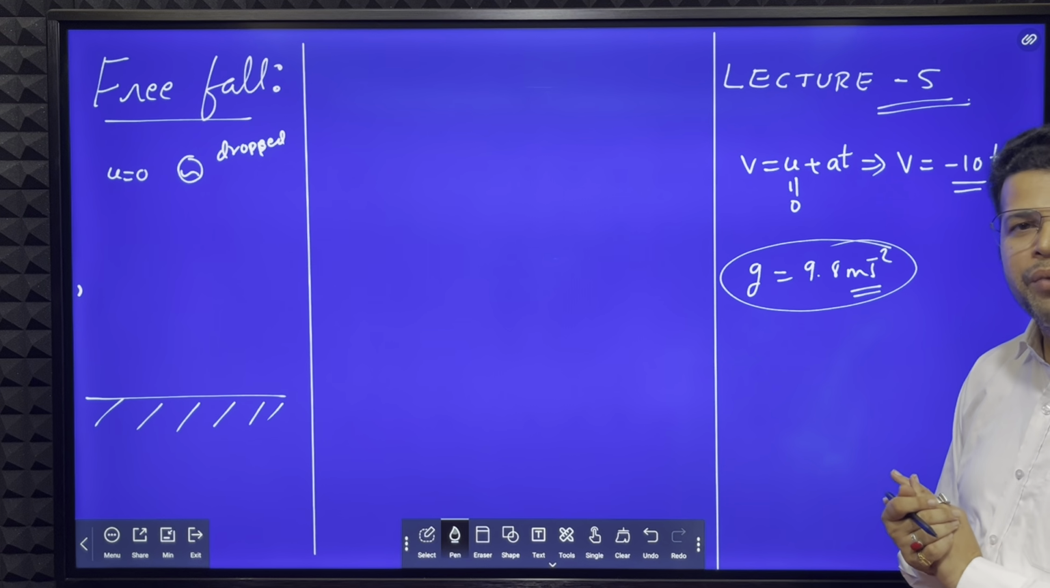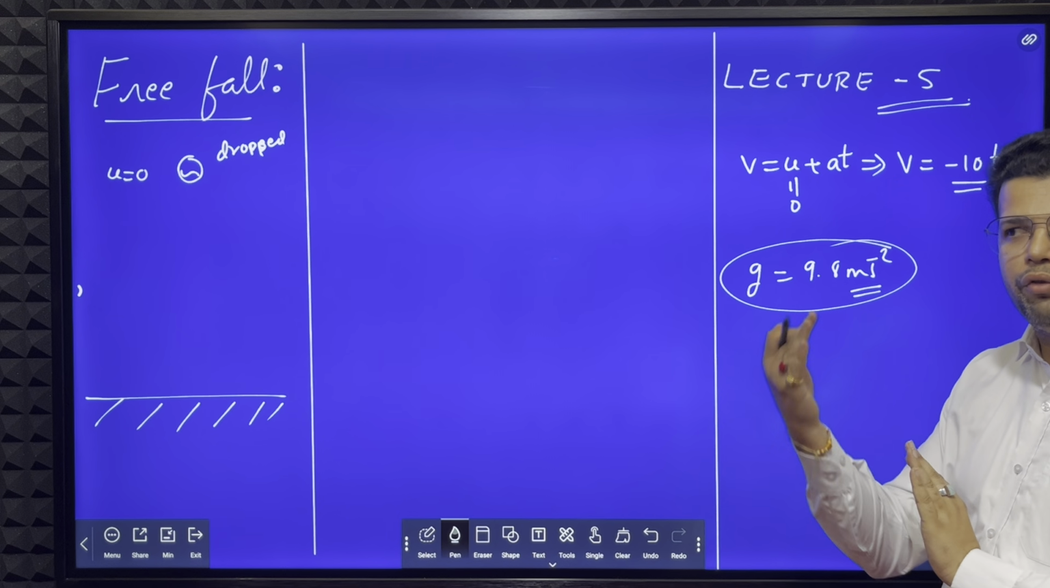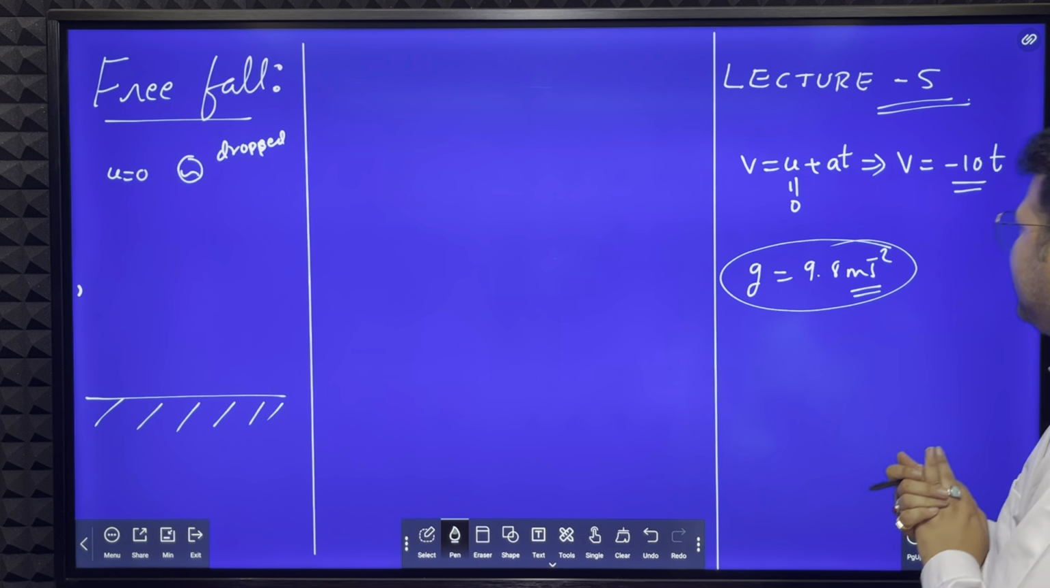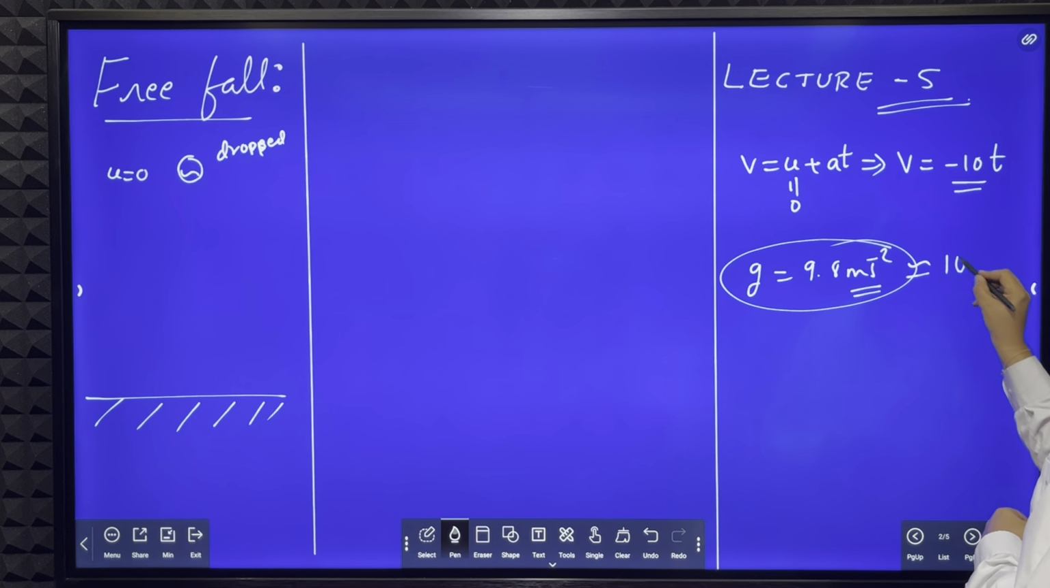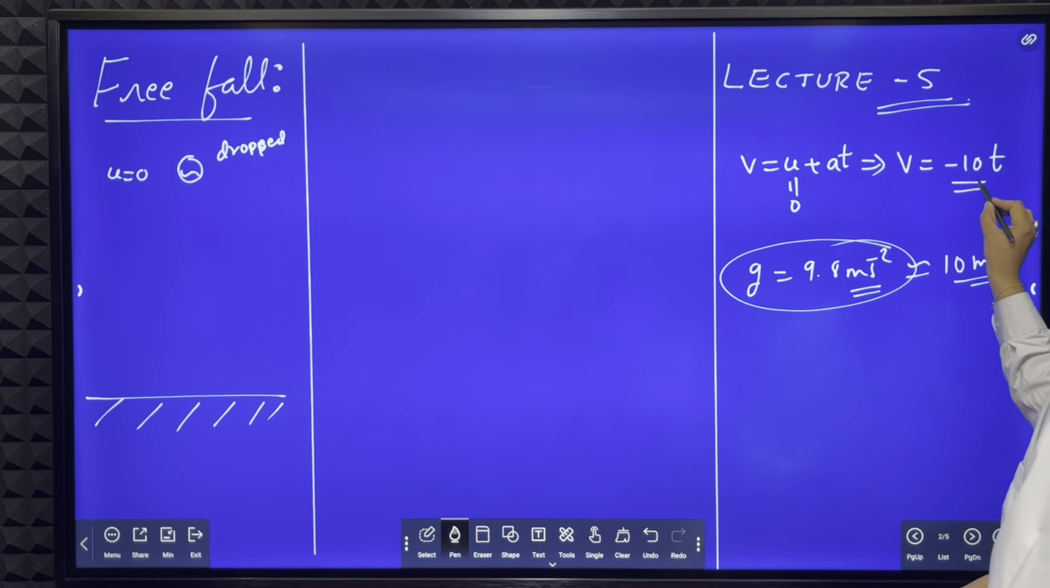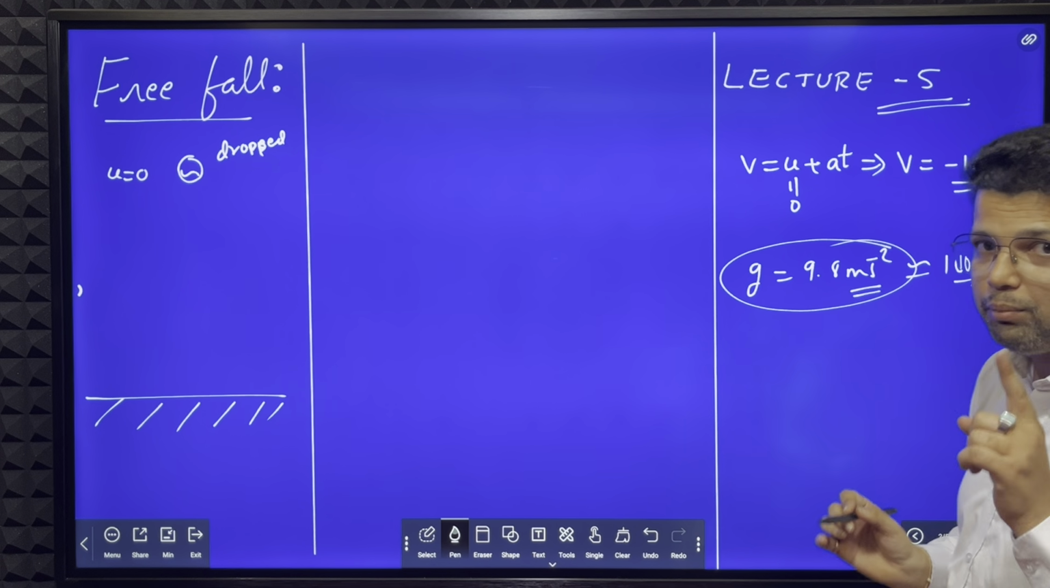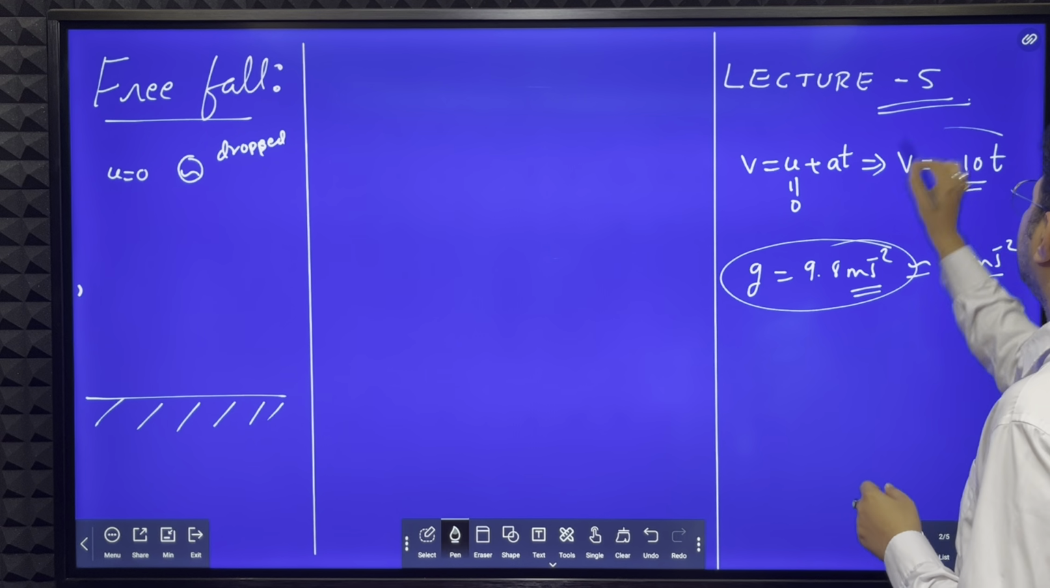Or in the question, they will tell you whether you have to take 10 or 9.8. Correct now? So here we will take acceleration as 10 meter per second square. Since the body is coming down, acceleration is minus, v is equal to minus 10t. So this is one equation now.